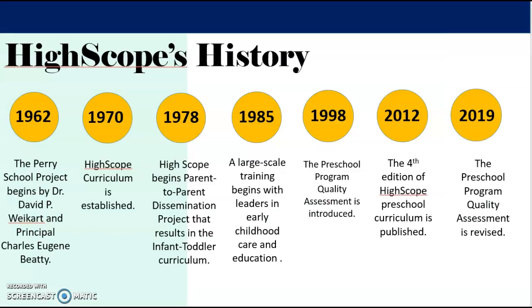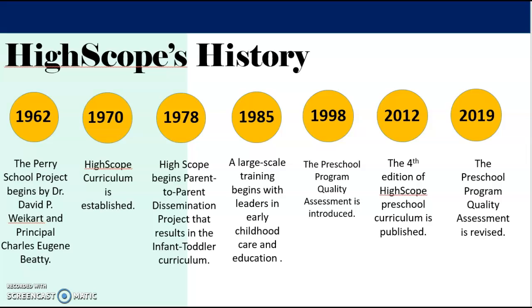HighScope began in 1962 with the vision of psychologist David Weikart and school principal Charles Beatty. Dr. Weikart and Principal Beatty began the Perry Preschool Project, in which they studied the impact of high quality early education on 123 Black children with risk factors of failing school. In 1970, the curriculum was established.